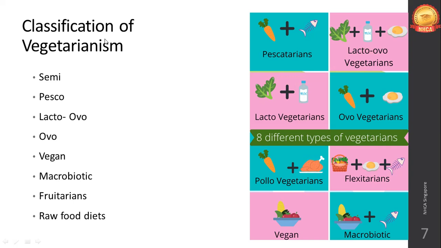Fruitarians will only eat raw fruits, avocados, seeds, nuts, berries, but no vegetables, no cereals, no legumes, no pulses, no animal food, no milk products, no eggs. That is fruitarians. They only survive on fruits, seeds, cashew nuts, almonds, avocados.